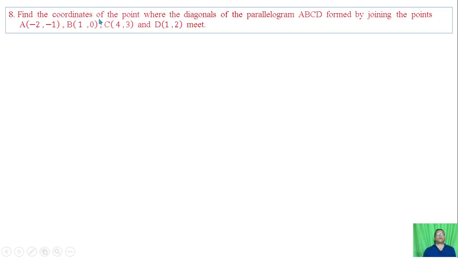Question number 8. Find the coordinates of the point where the diagonals of the parallelogram ABCD formed by joining the points A, B, C and D meet. Find the coordinates of the point where the diagonals of the parallelogram ABCD formed by joining the points meet.